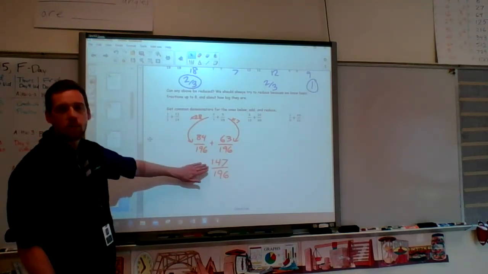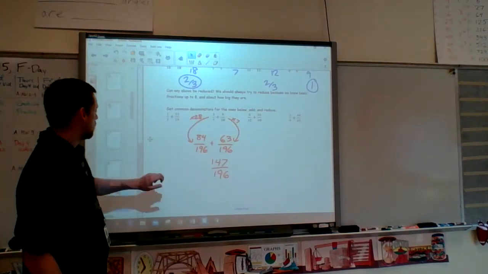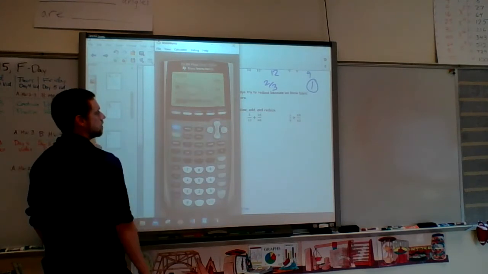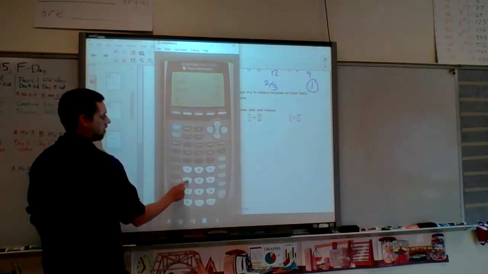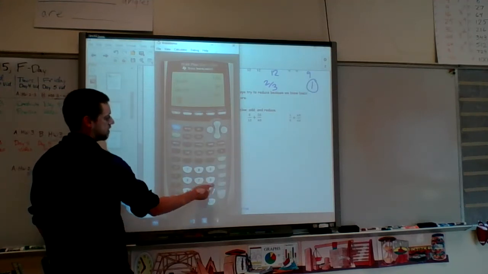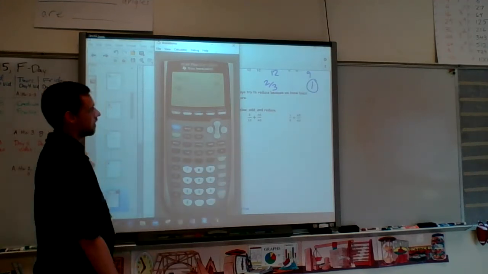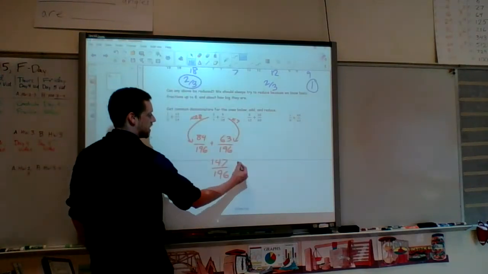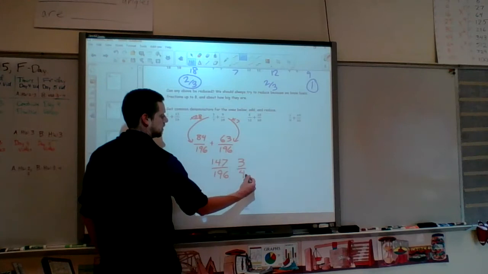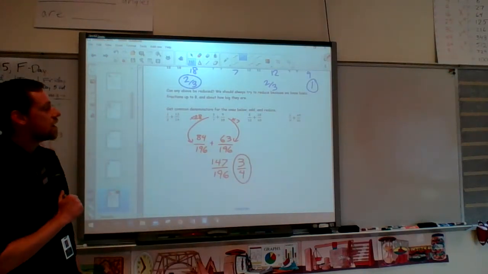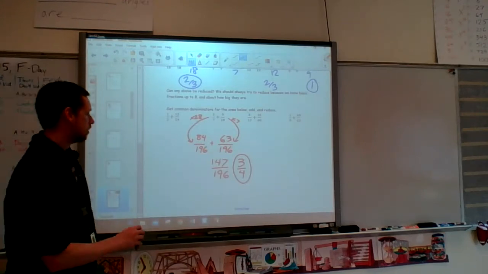That's gross. I want to see if I can reduce it at all. So if I go to my calculator, since that's a big number, alpha y equals 147 over 196. It reduces to 3/4. Okay, a much nicer fraction. All right, so when we do these, we'll try to see if they do reduce.